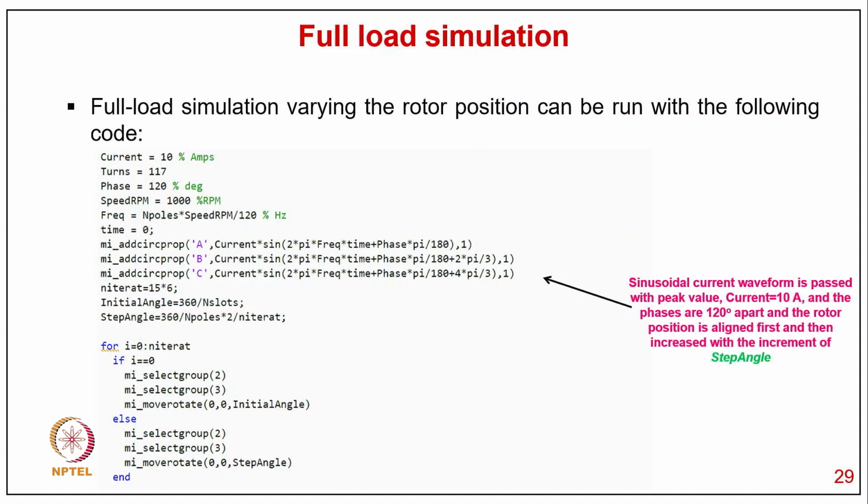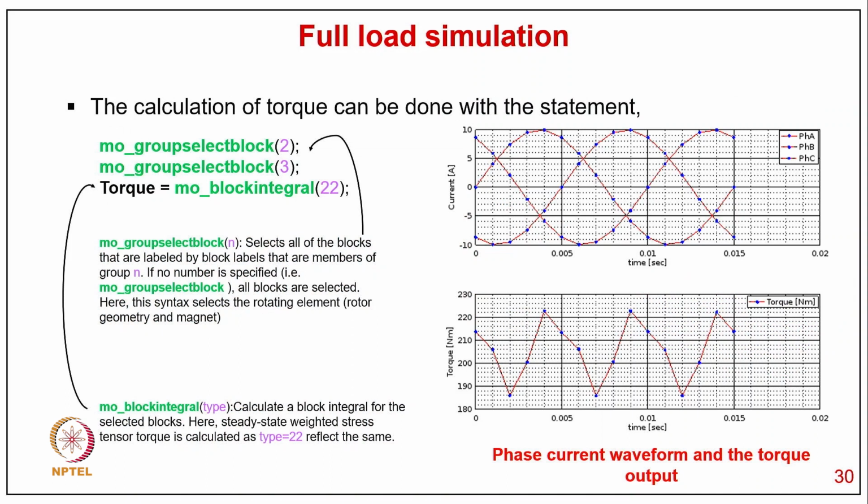For i equal to 0 to n_iteration, if i equal to 0, mi_select_group 2, mi_select_group 3, and mi_move_rotate 0, 0, initial angle, else mi_select_group 2, mi_select_group 3, mi_move_rotate 0, 0, step angle. So the sinusoidal current waveform is passed with a peak current of 10 amperes, and the phases are 120 degrees apart, from the rotor position aligned with the first, and then in each case with an increment of step angle.